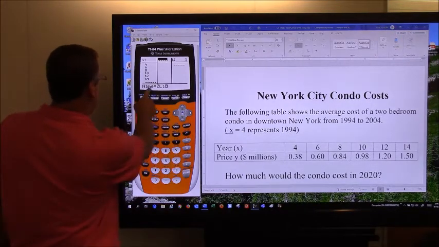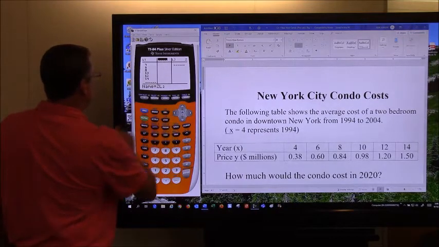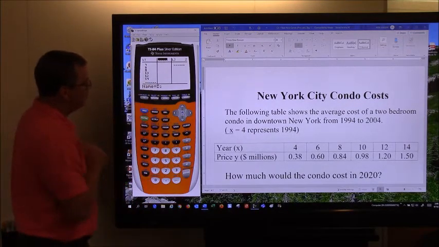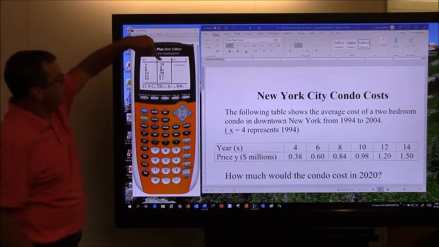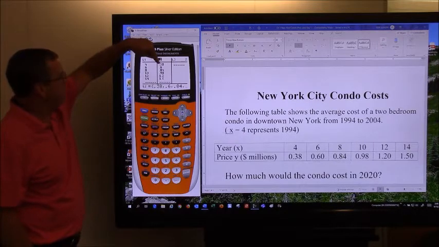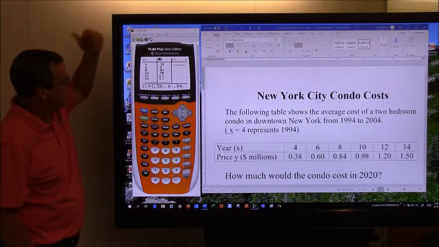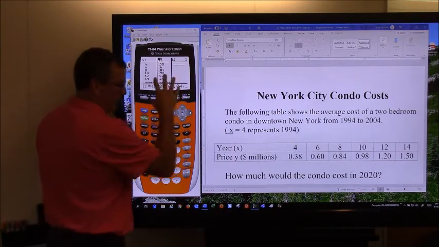I don't know where that Z came from. Let me delete that. Okay, it says L2 now, so I hit enter. And not only did I get L2 back, but I got all my data with it, which is kind of nice. I thought I was going to have to punch all that in again, but now I don't have to do that. All right, so I've got my data in the calculator.